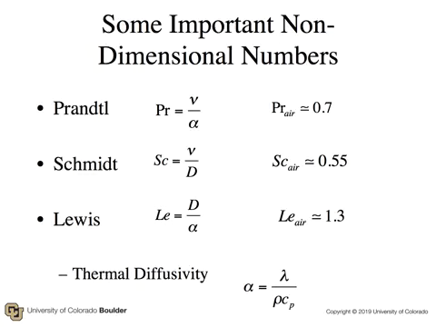And alpha in this case is not the alpha that we were discussing earlier, it's the thermal diffusivity, which is defined as the thermal conductivity divided by the mass density times the constant pressure specific heat.